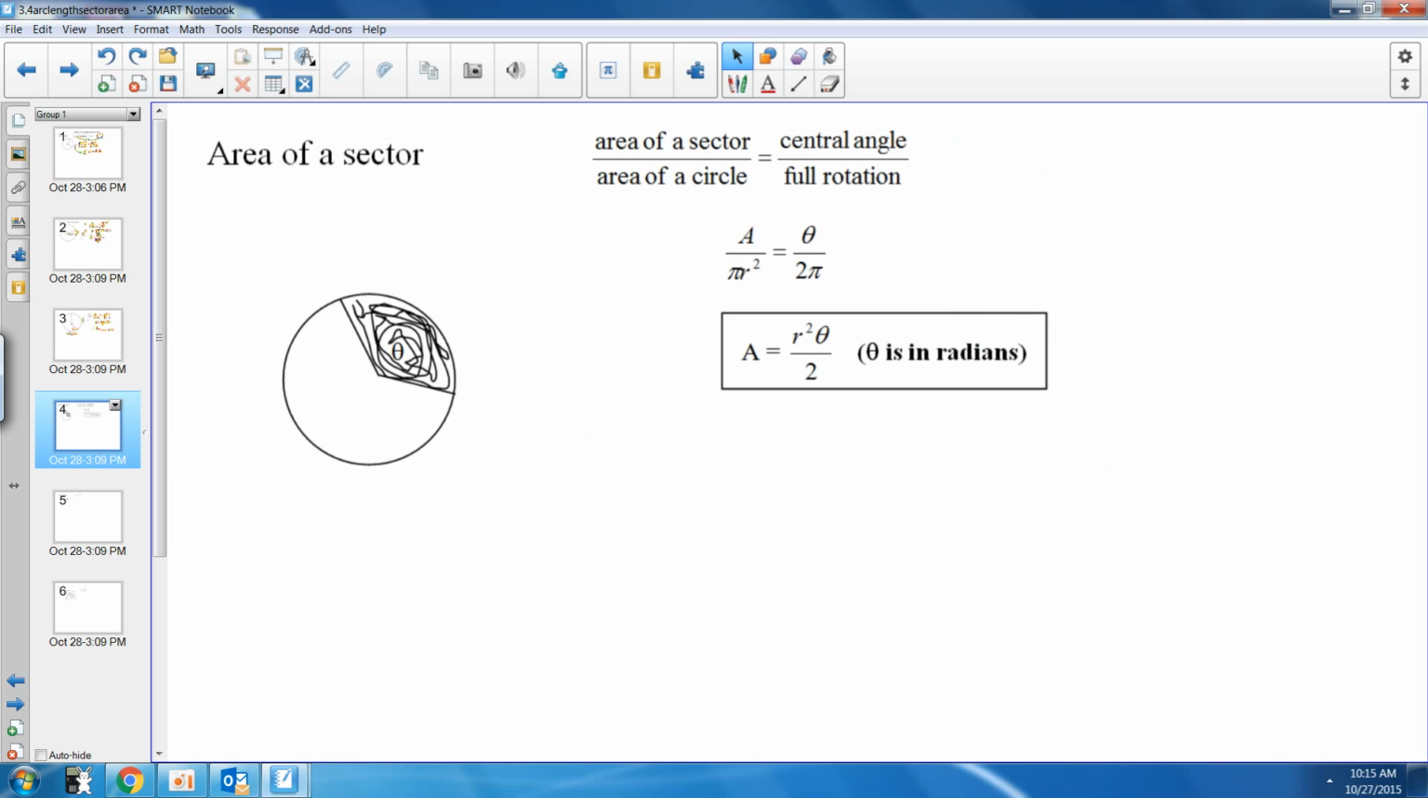That completes the arc length. The second topic is the area of a sector. The area of a sector is where your central angle is at the center of the circle, and it's going between 2 points, A and B, and you want to find out what the area is of that.